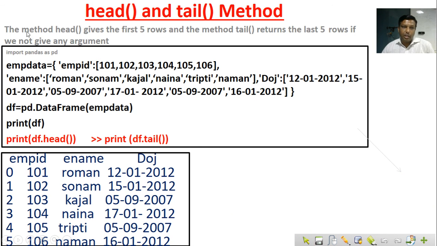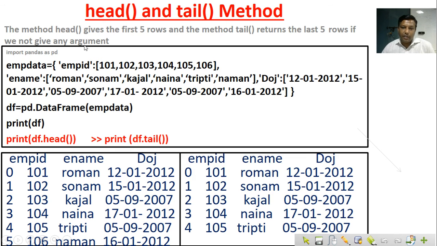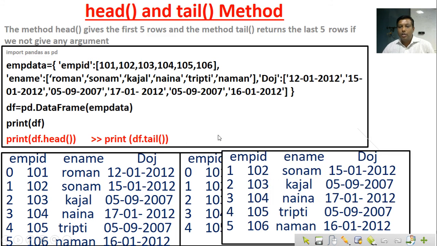The methods head and tail give the first 5 rows and the last 5 rows by default. If you are not giving any argument in the head function or tail function, the head function will give the starting 5 rows, 0, 1, 2, 3, 4. Look, 1, 2, 3, 4, 5, 5 rows. If we print df dot tail without any argument, it will give the last 5 rows. So 1, 2, 3, 4, 5.